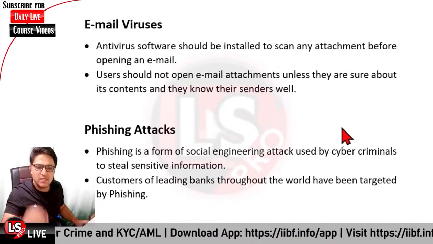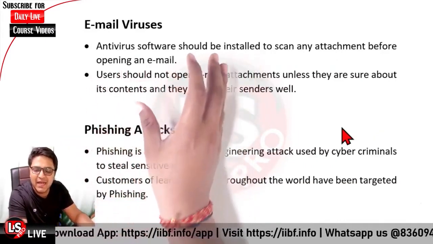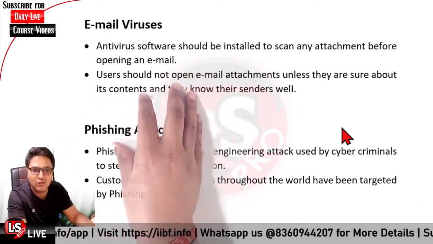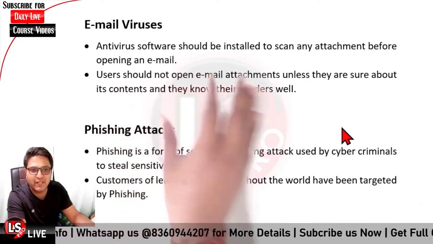Okay. Then it is regarding email viruses. What is an email virus? Whenever you open an email and there is some attachment to it, and you open that attachment, in case you have not installed the antivirus, that could affect your computer.